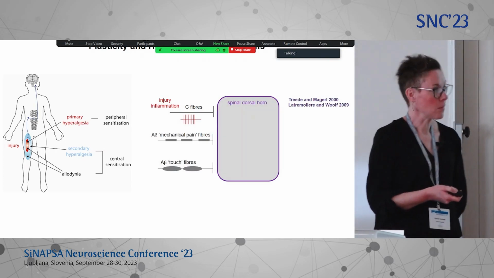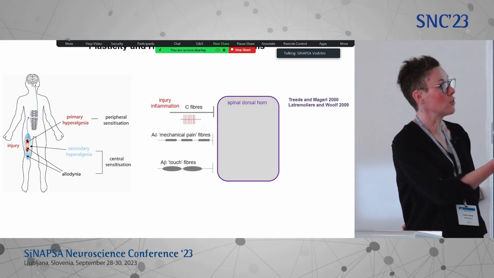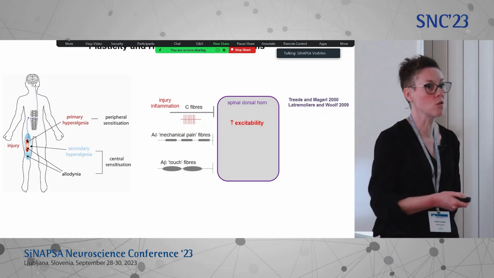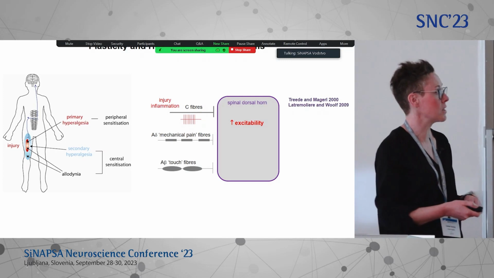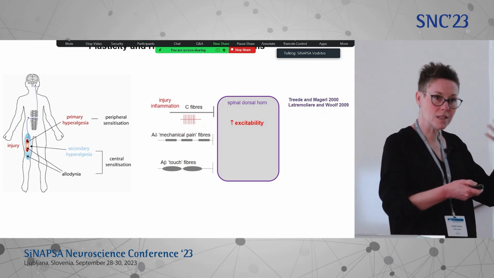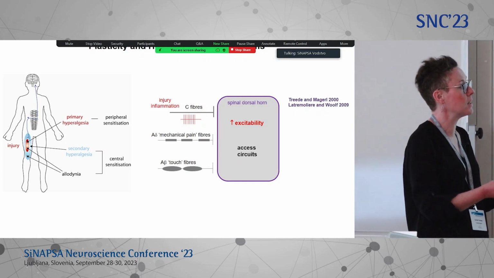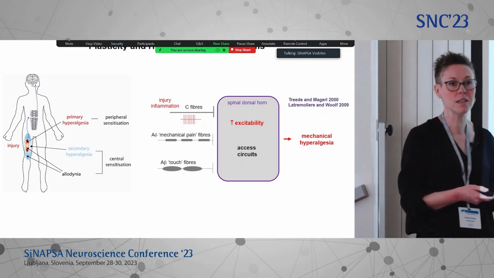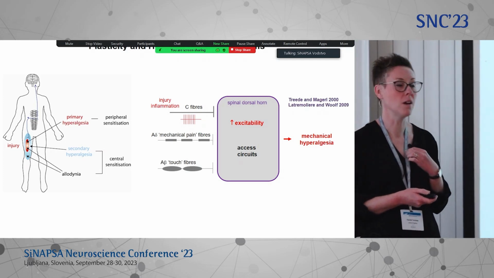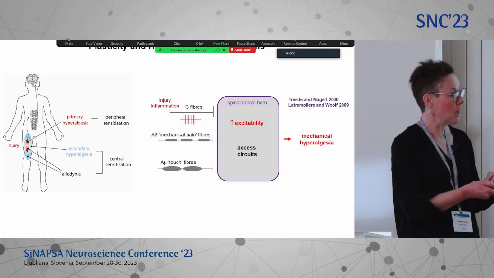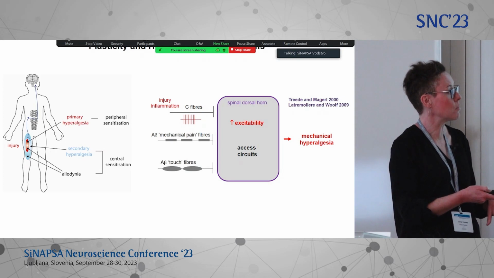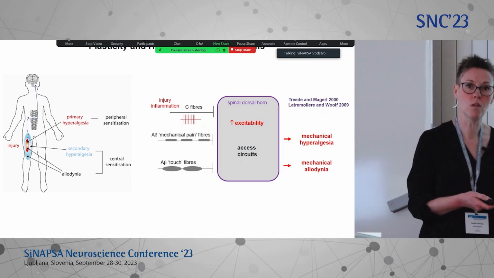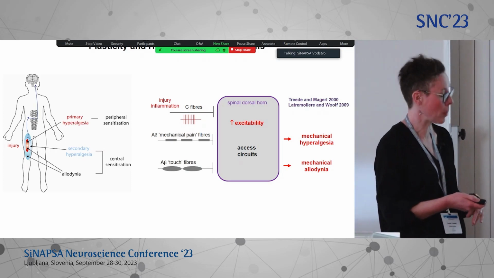So following injury or inflammation, we know there's this pain drive to the spinal cord that increases excitability. And it's thought that this enhanced excitability then enables A delta mechanical pain fibers to access circuits and drive mechanical hyperalgesia. And it enables A beta fibers, touch fibers, to access circuits to produce the symptom of mechanical allodynia.